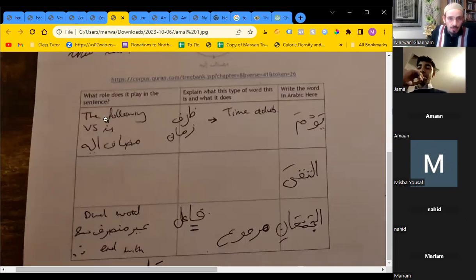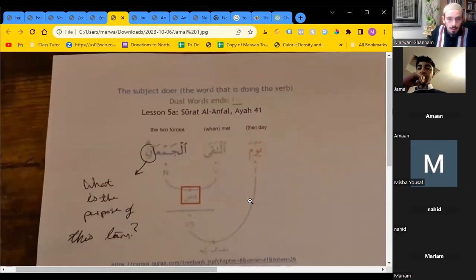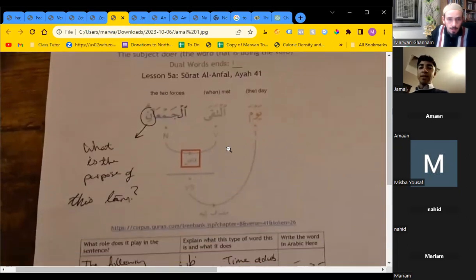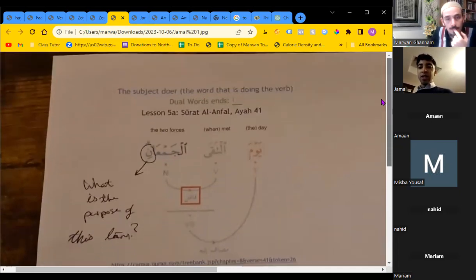Okay. So ظرف. Yes, I was thinking this. Not lam. Don't know why I wrote lam. It's the noon at the end, because at the top it's a dual word ending with fatha alif, and where I've circled there's a noon at the end with a kasra. Why do we say fatha alif? Why don't we say fatha alif noon?